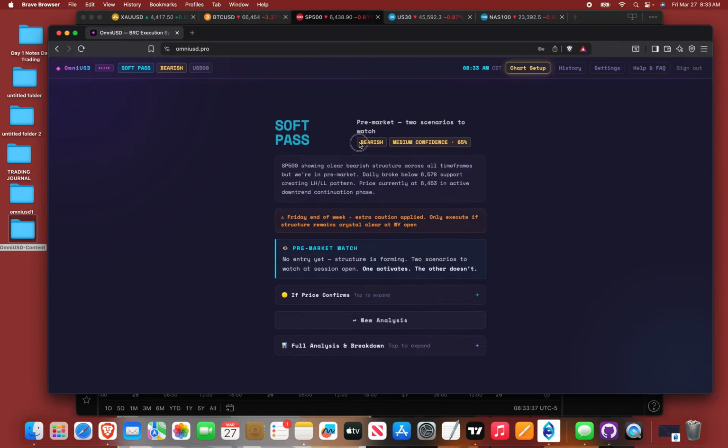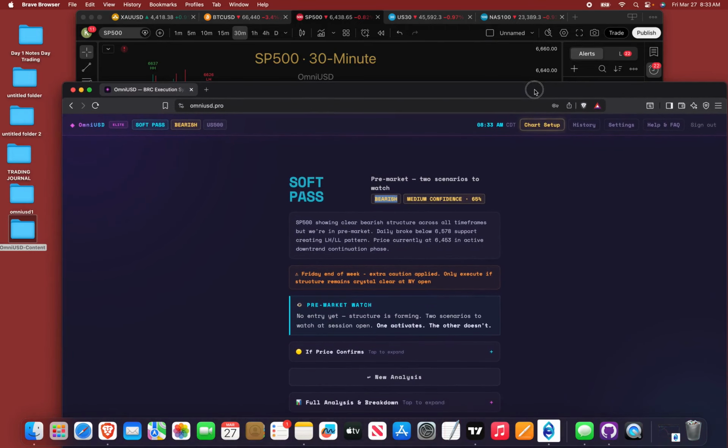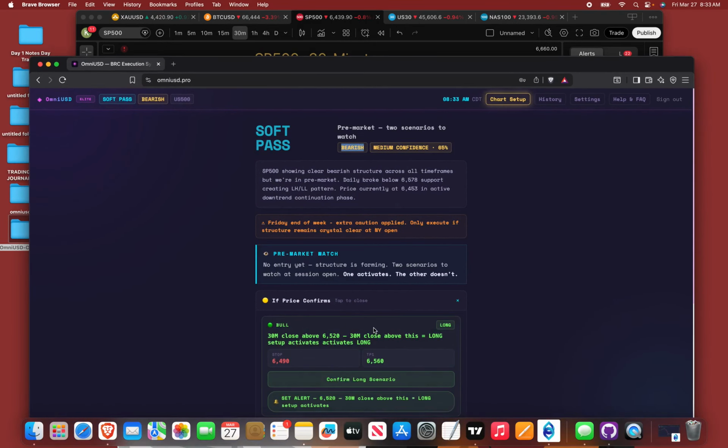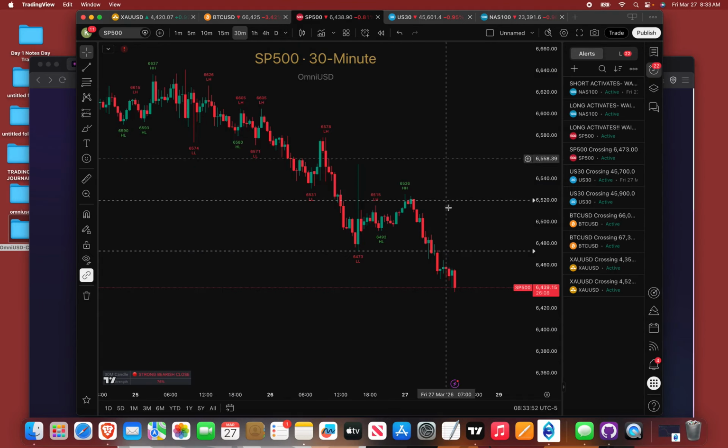It was bearish. It told you it was bearish. Exactly what it said, and it's doing exactly that. So we've got to wait. We're going to put confirm short scenario at 9 o'clock and wait for the 30-minute close. Look at that. It's 80% bearish. You want those? That's a strong candle. That's what we want. But we've got to wait.